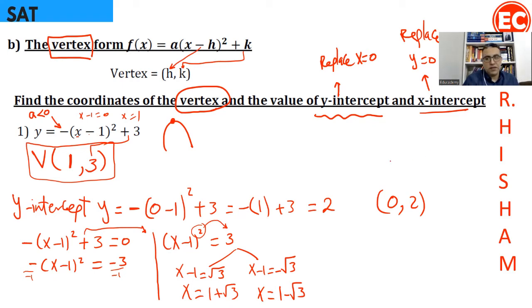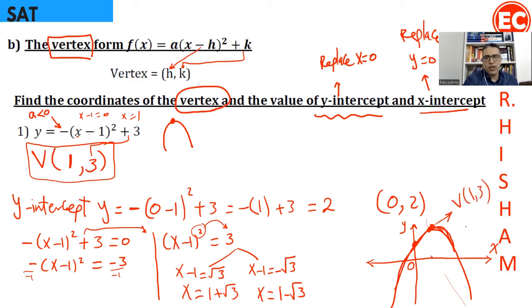Let's try to sketch this function. The intersection point with the y-axis is (0, 2). Here is the origin. The vertex is (1, 3) and it opens downward. Okay, sorry for my graphing. This is the vertex, (1, 3). Here is the y-intercept at (0, 2). The point here is 1 minus root 3, and the point there is 1 plus root 3.